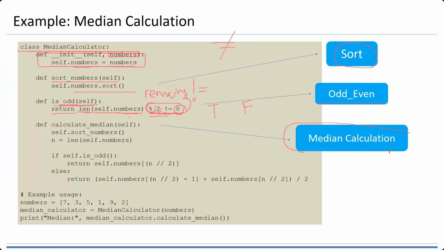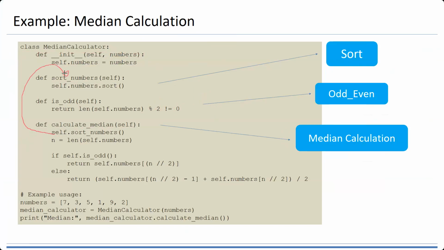Now we have module 3. In module 3, the calculate median, we call the first function, sort numbers, and we check the length, and then we call. If this condition is true, we do this one. If the condition is false, we do this one. So this is the separation using module 1, module 2, module 3.